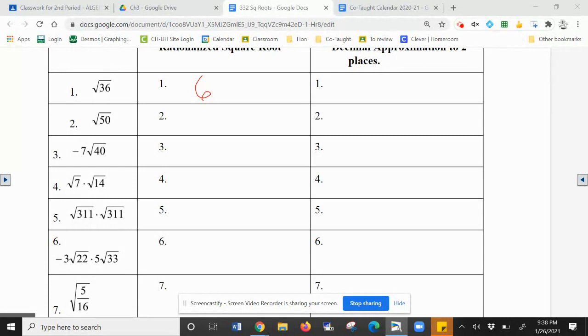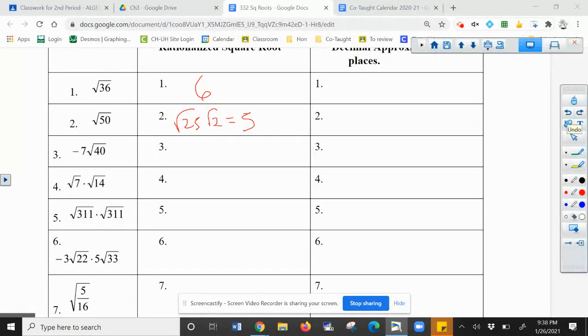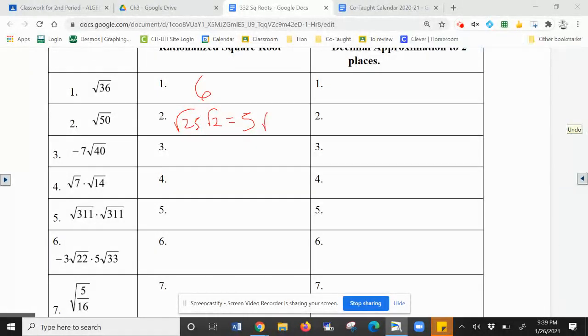The square root of 50. Well, what perfect square goes into 50 is 25. Since 25 times 2 is equal to the square root of 50, we take the square root of 25, which is 5, and then we have the 2 after it. So the 2 is underneath the radical, and the 5 comes on the outside because it's the square root of 25. We're looking for perfect squares.